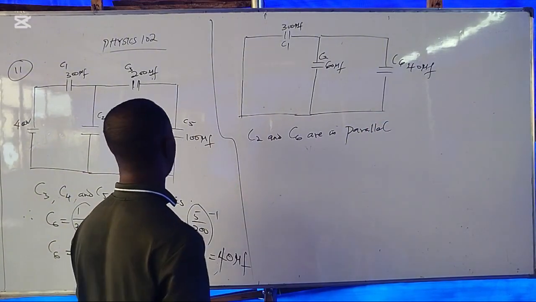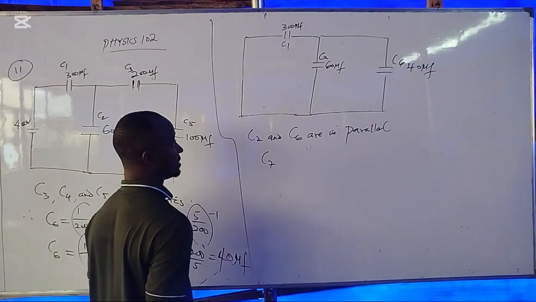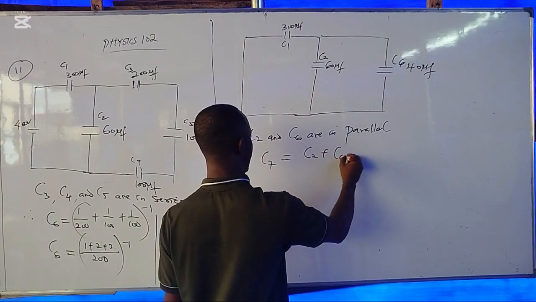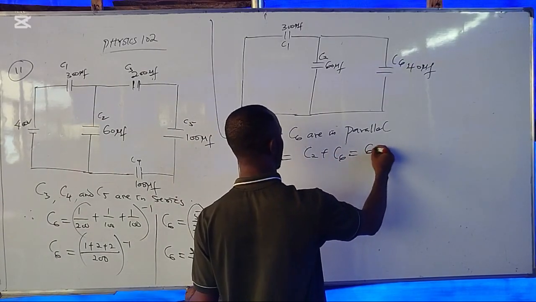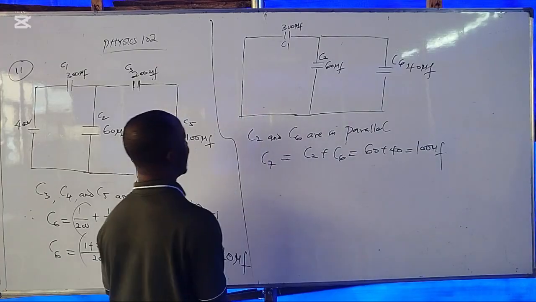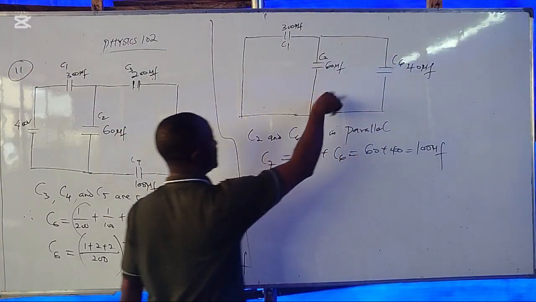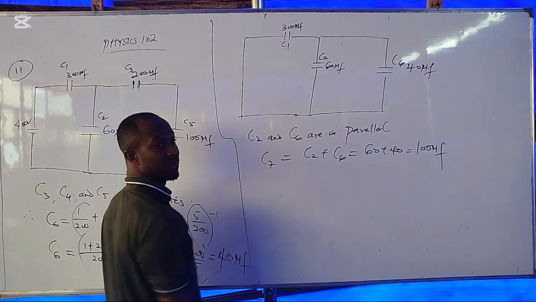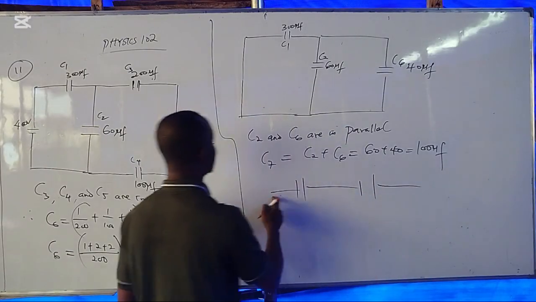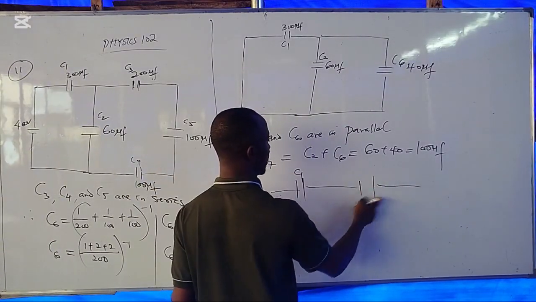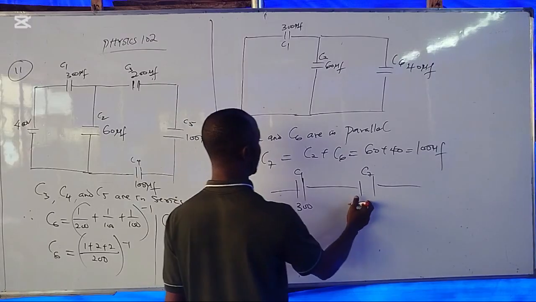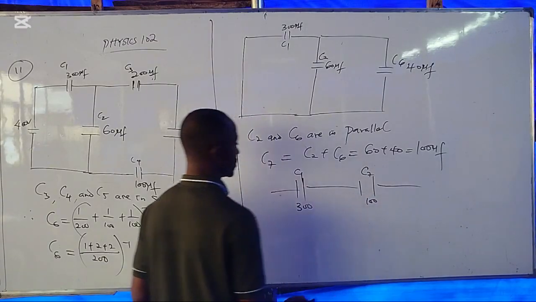So what do you think will be the equivalent? C7, right? And what's C7? C2 plus C6, Abi, which is 60 plus 40. And that will give us 100 microfarad. So that means that whatever you have here is now in series with C1, Abi? Is it not? This is still our C1. This becomes our C7. What's the C1? 300. What do you have here? 100. So in series becomes what?